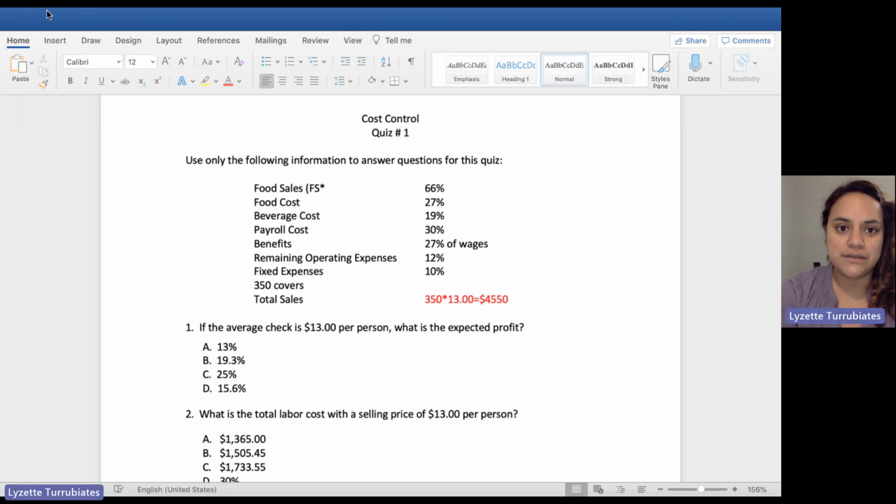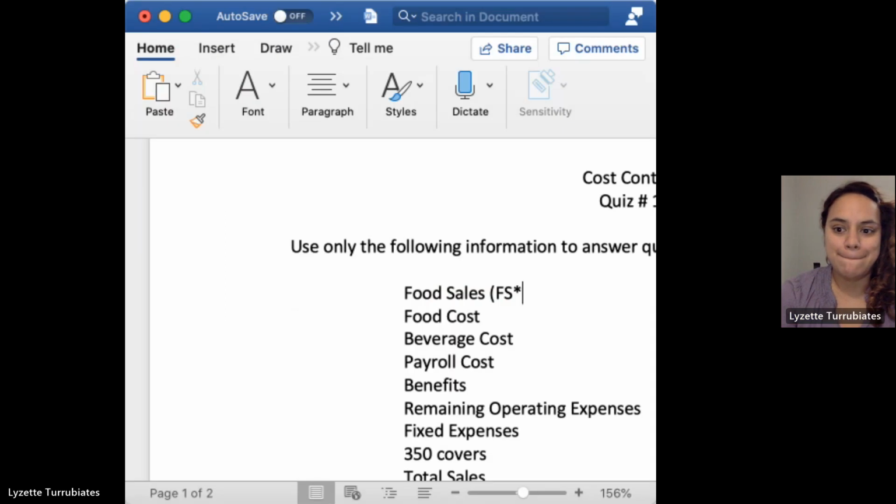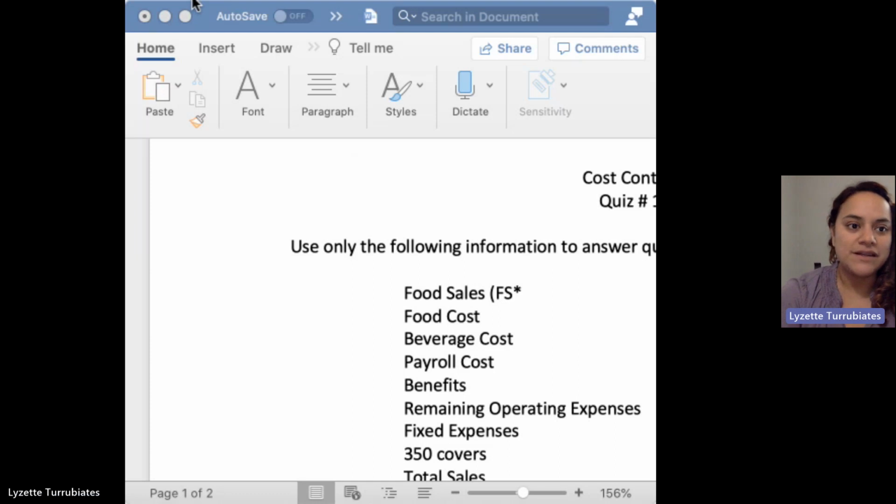Make sure you can see this one. Okay. Just want to make sure you can see that screen I have open.